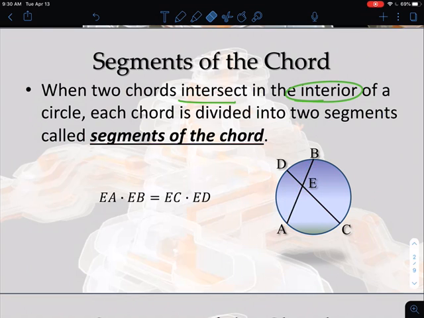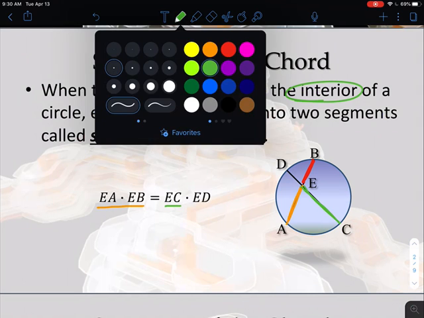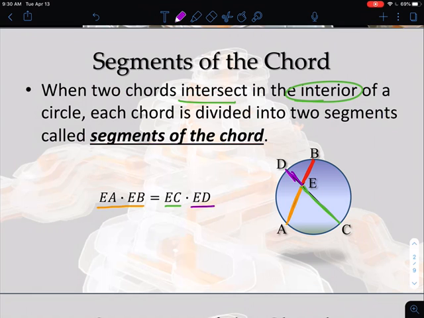Now what ends up happening here is when this type of situation occurs, when I have one chord hitting another, then I can take each piece of the chord. So I can take EA, multiply it by the other segment, BE, so that's where I'm getting that EA times EB, and set it equal to the product of the other two pieces. So EC times ED. So when we're looking at this, I can separate it into two separate pieces. So the two pieces of this chord multiply to be the same as the two pieces of this chord.